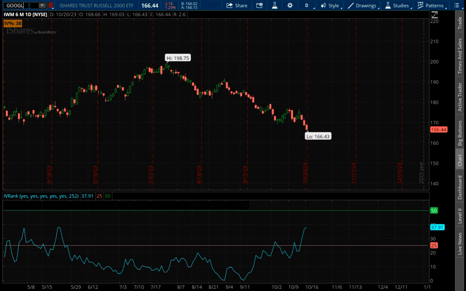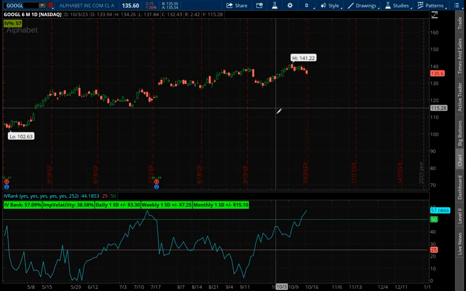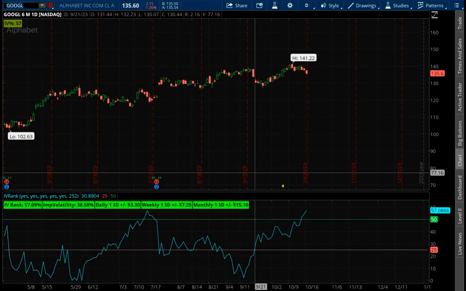Google is having earnings on Tuesday afternoon after the market closes. You can see volatility is spiking because earnings is coming up. That's generally how it works. You can see right here the last earnings, same thing. You can see right here, same thing. So volatility always spikes around earnings because it's a binary event they call. We don't know what's going to happen. So how do we trade earnings?